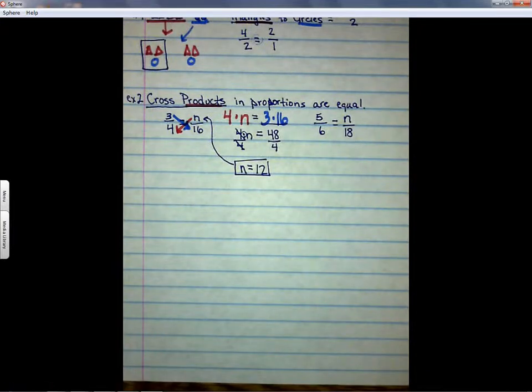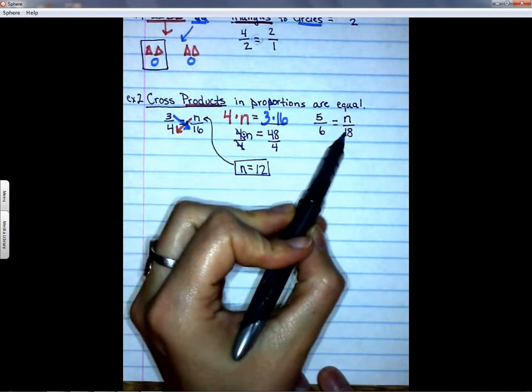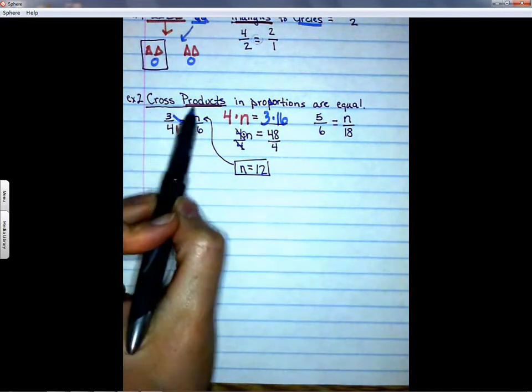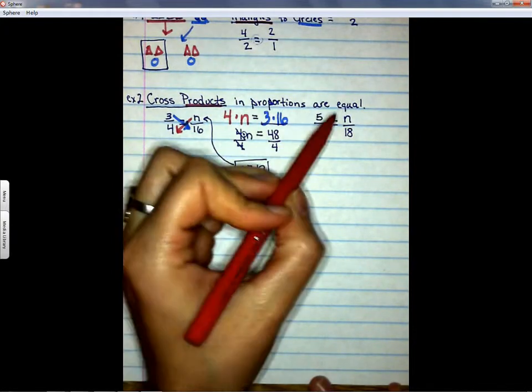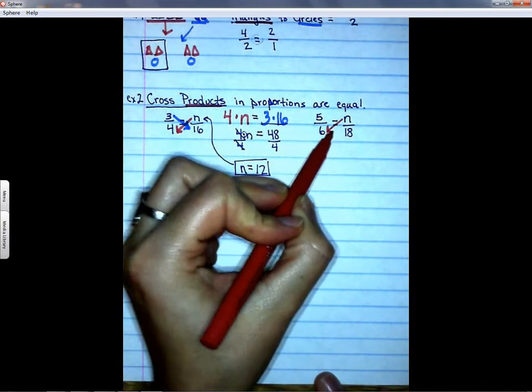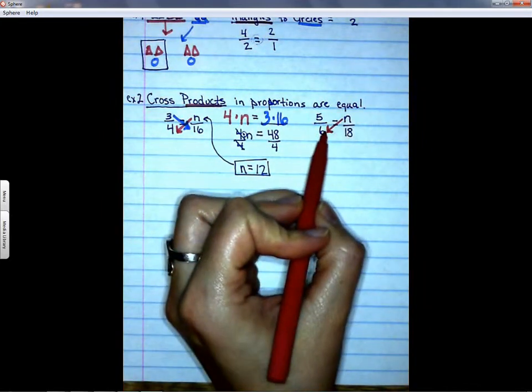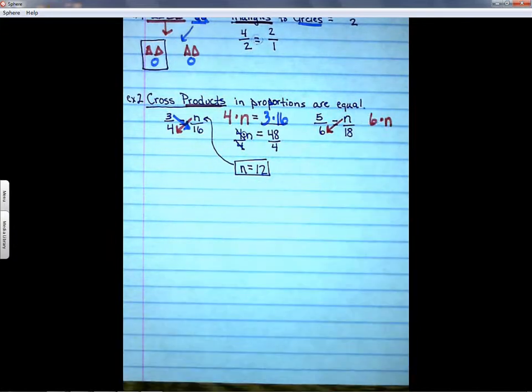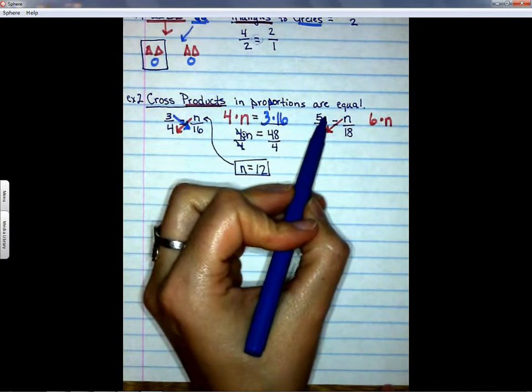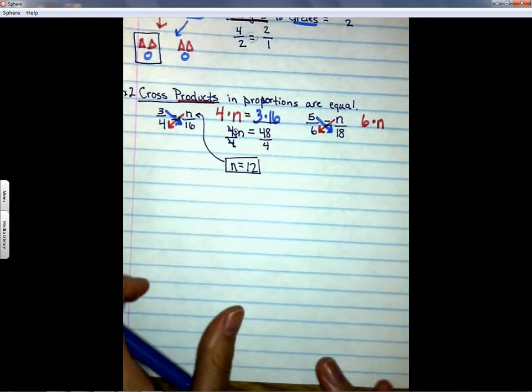Let's take a look at another one. Here we have 5 to 6 is equal to n to 18. And again, we're using cross products. So I always start with the side that has our variable. And we multiply the one that's on the opposite end. So here we have 6 times n. And we have 5 times 18.